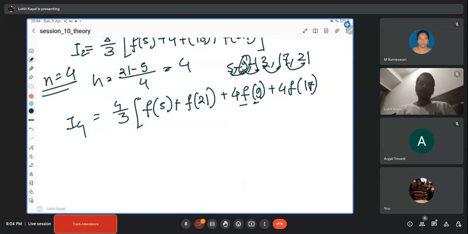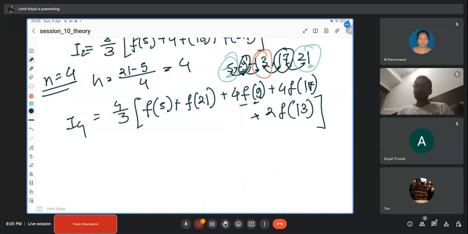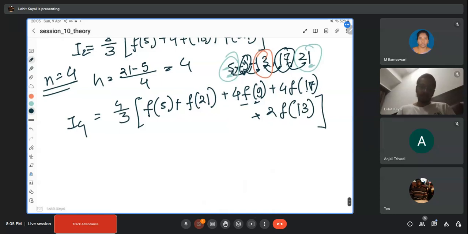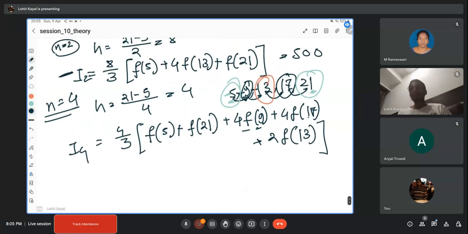So this is the odd point. This is also the odd point, and here only 13 is the even point, and these two are the ending points, the starting and the ending point. So it will be 4f(9) plus 4f(17) plus 2f(13). Okay. Now from this expression I2, so suppose this is equation 1, this is equation 2.